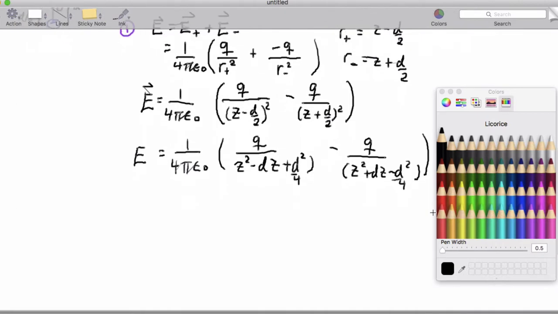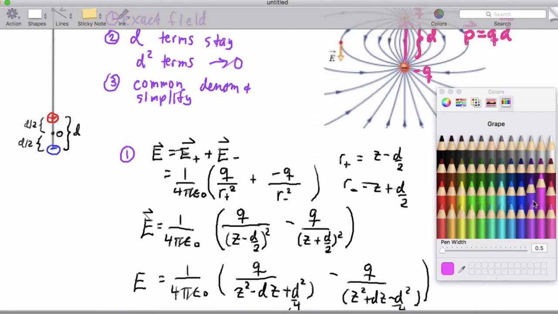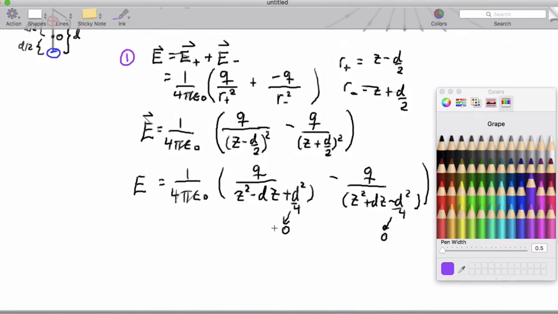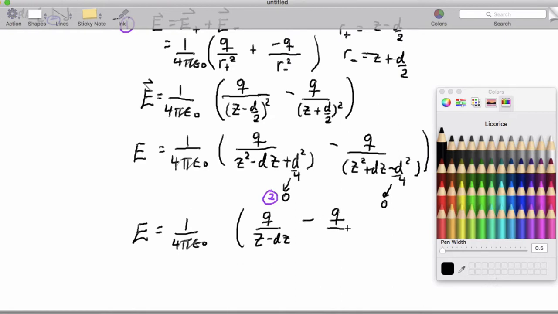Now we follow that suggestion that d squared terms drop out, so this will go to 0, and this will go to 0. That's just condition number 2. Now we're going to simplify a little bit further. We're going to get that E equals 1 over 4 pi epsilon naught, q over z minus dz minus q over z plus dz.